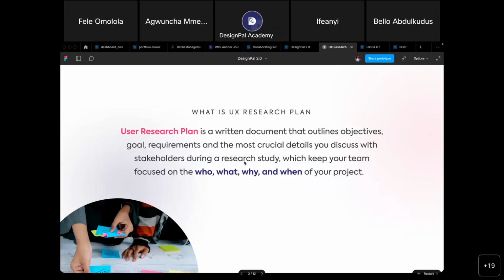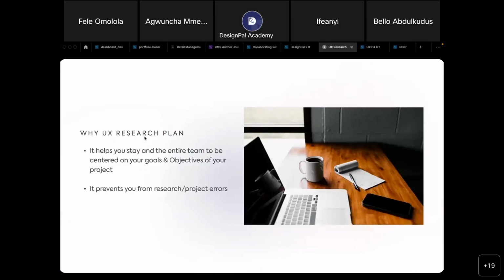Take it to your stakeholders. You guys should have good communication that this is how we're going to do this, and this is how we're going to do that. Do you understand? That's basically what a user research plan is all about. So the next one is why a user research plan. Let me just say this: this is our class for today.